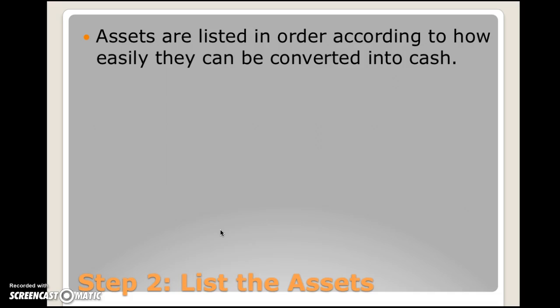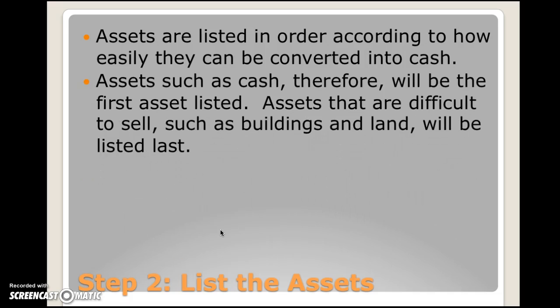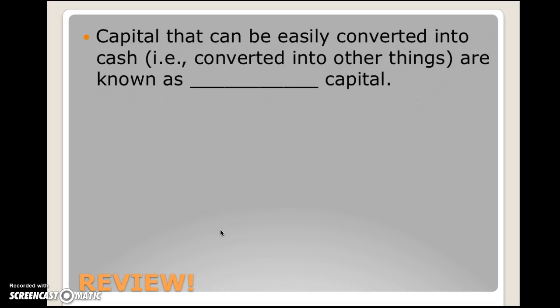Step 2, we need to list all of the assets on our balance sheet. Assets are listed in order of how liquid they are, how easily they can be converted into cash. So the first item on our asset section of our balance sheet is always cash, because it is the most liquid asset. Then the ones that are less liquid and are harder to sell, like buildings and land, will be listed at the bottom of the asset section. This is a little bit of review. As I said before, capital that can be converted easily into cash is called liquid capital.